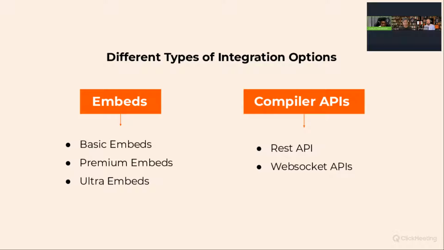Embeds come in 3 flavors. Basic embed. Basic embed, basically it gives you everything, like you can edit, you can put your program, users can practice all that, but the look and feel will be fixed. You can't change the look and feel. It comes with whatever JDoodle provides.